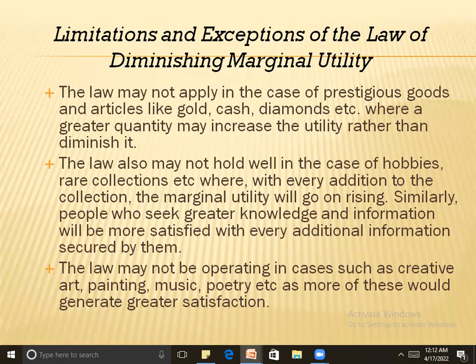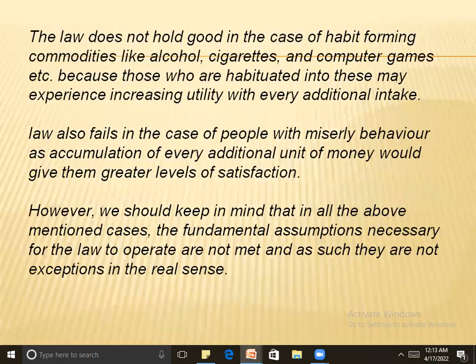The law may not be operating in cases such as creative art, painting, music, poetry, etc., as more of these would generate greater satisfaction. The law also does not hold good in the case of habit-forming commodities like alcohol, cigarettes, and computer games, etc., because those who are habituated to these may experience increasing utility with every additional intake. The law also fails in the case of people with miserly behavior, as accumulation of every additional unit of money would give them greater levels of satisfaction.